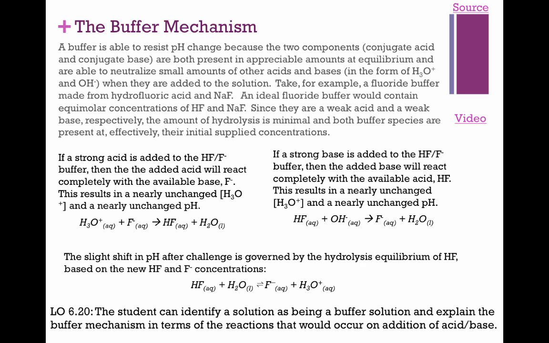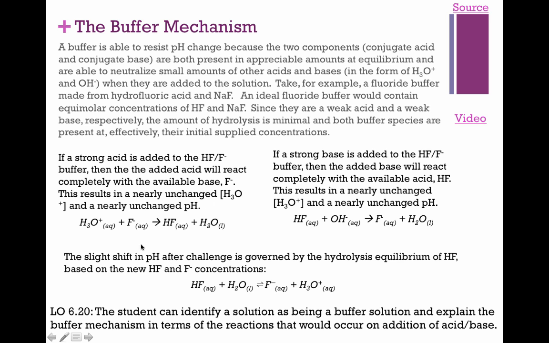So looking at a buffer, we looked at this example in class as to what happens when you add an acid or a base to a buffer. And so this gives the example of HF and NaF. So HF is the weak acid, F minus is the conjugate base. And so if you add a strong acid, then the basic part of the buffer is going to react with the strong acid in order to neutralize it. If you add a strong base, then the acidic part of the buffer is going to react with the strong base in order to neutralize it. And so that's why we have very similar pHs. It changes slightly, but not by very much at all.